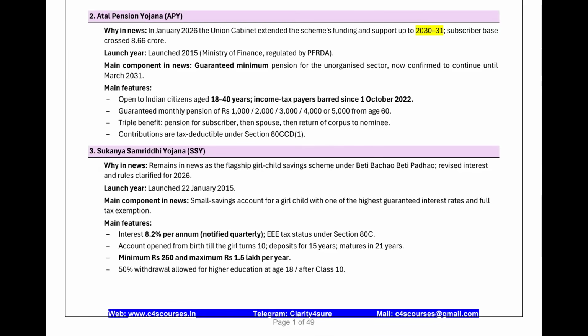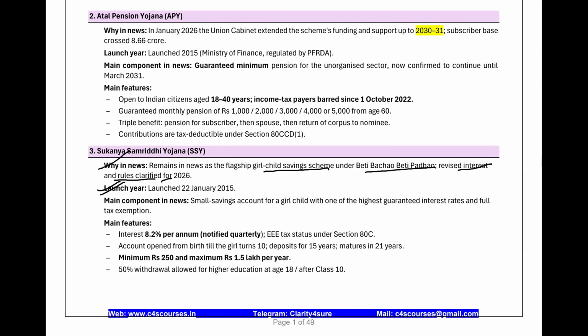पहला line तो हम हमेशा पढ़ लेना कि why this scheme is in the news. It remains in the news as the flagship girl child scheme under the Beti Bachao Beti Padhao, revised interest and rules clarified for 2026. Is it clear? Launch year is important. Launch year क्या है? January 22nd, 2015. Please note it down.